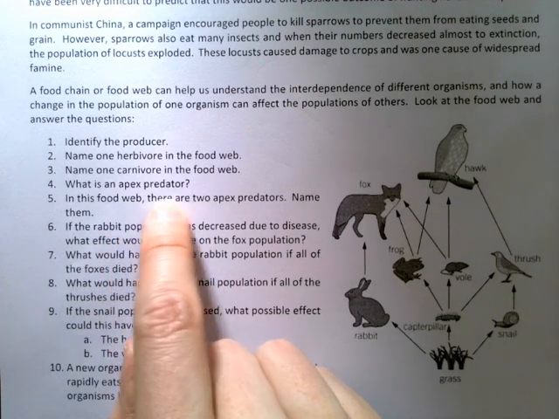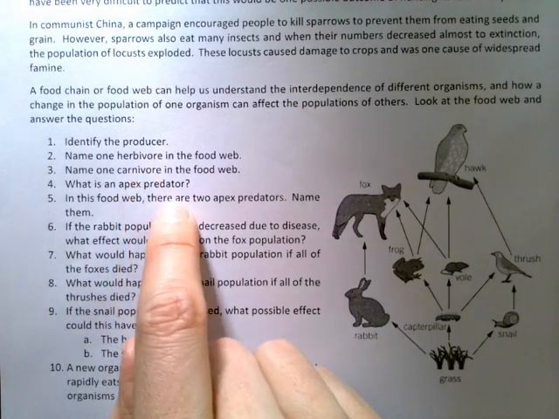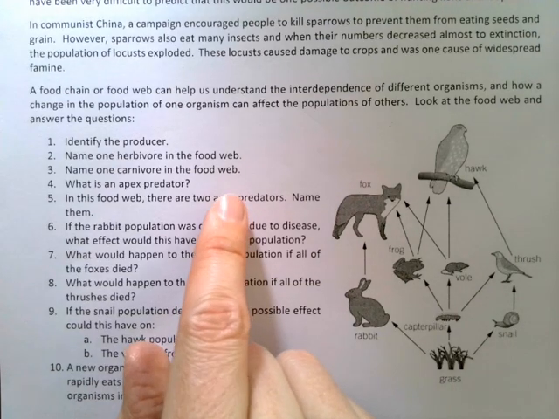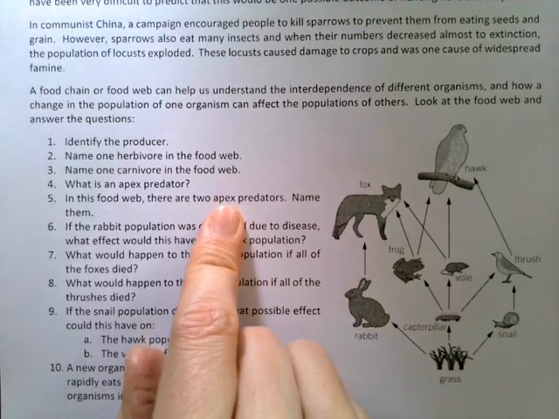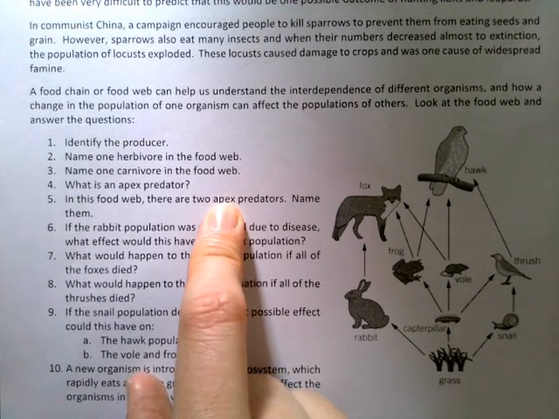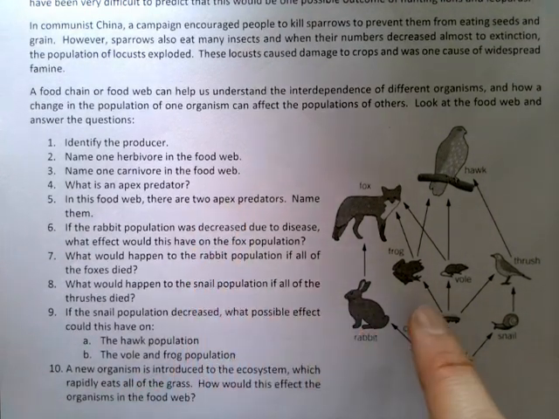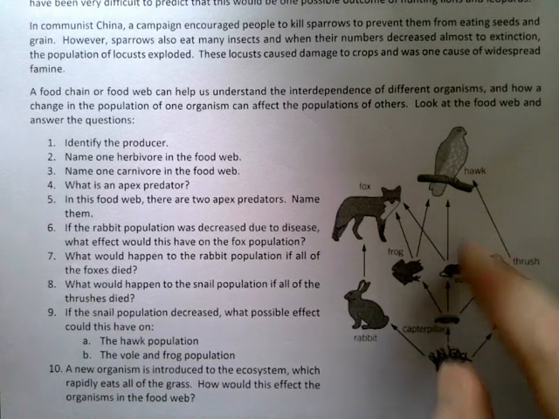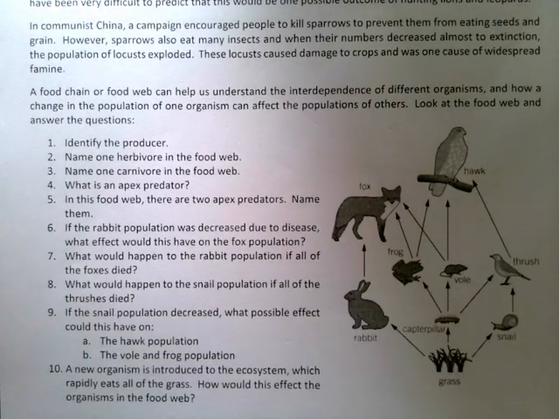In this food web, there are 2 apex predators. Name them. Okay, so you need to start thinking now, well, an apex predator is one that's at the top. All right, in other words, it's one that has no other predators. Okay, so for example, you might say that a vole is a predator to caterpillar, but it's also a prey to hawks. Okay, it's not the same for apex predators.